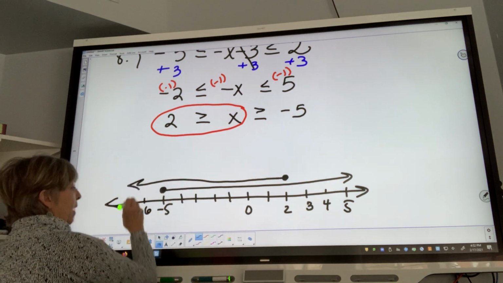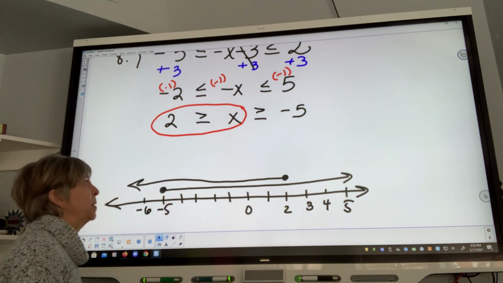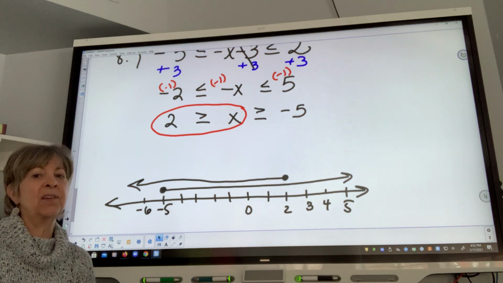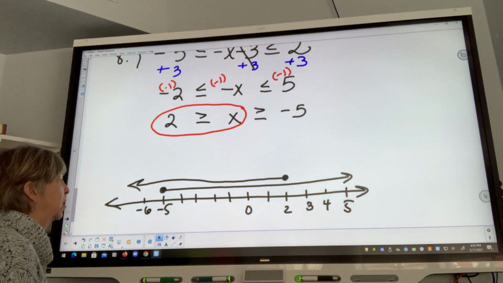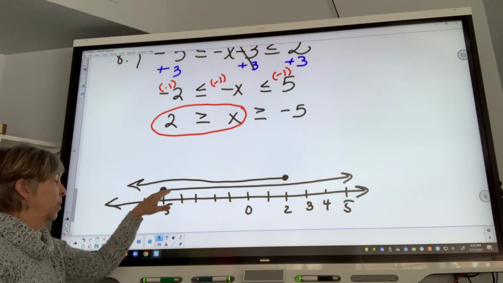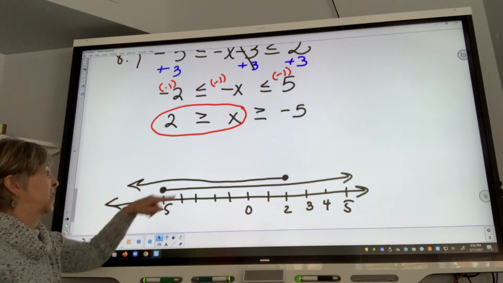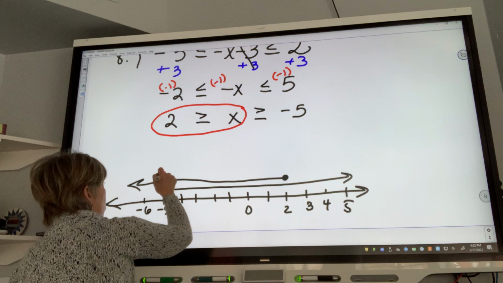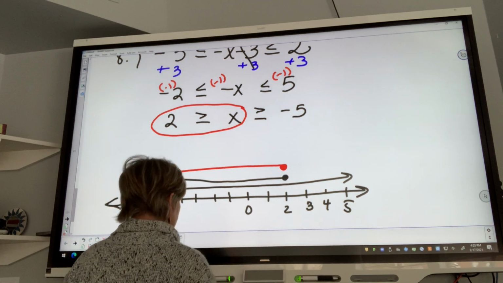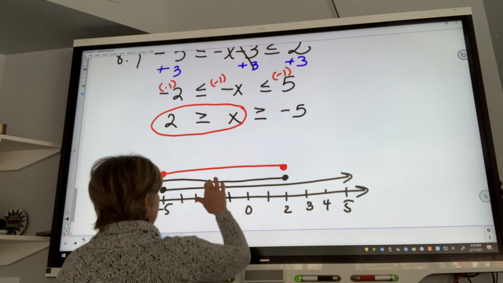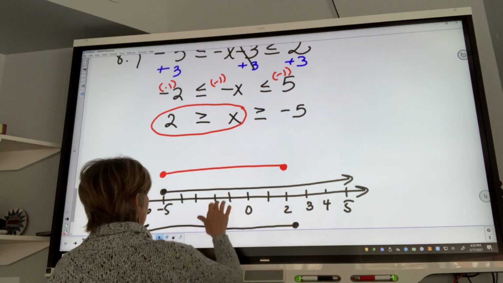That's everything there. Now, because this is an AND statement, we know it's always an AND when it's in that condensed version, I only want the numbers that are in both this set and that set, so it's going to be here to here.